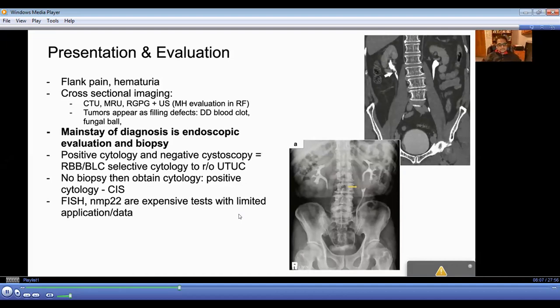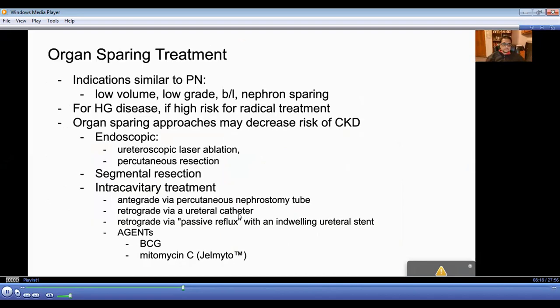Novel studies like FISH and NMP22 have limited data available on their application, and they're just in infancy and very expensive tests to perform.